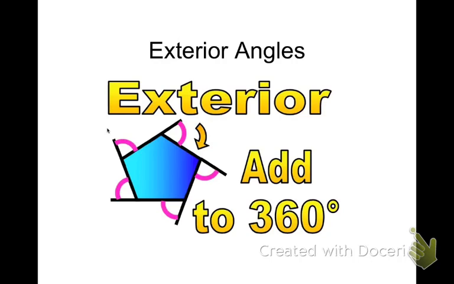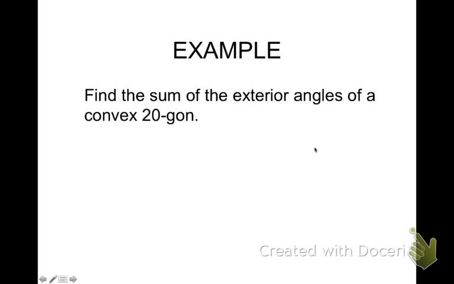All your exterior angles will always add up to 360 degrees. Does not matter what the shape. If it asks for the sum of the exterior angles, your answer will be 360 degrees. So for our first example, find the sum of the exterior angles of a convex 20-gon. The answer is going to be 360 degrees. It's so easy. You're going to mess it up. I'm telling you now. Don't do it.